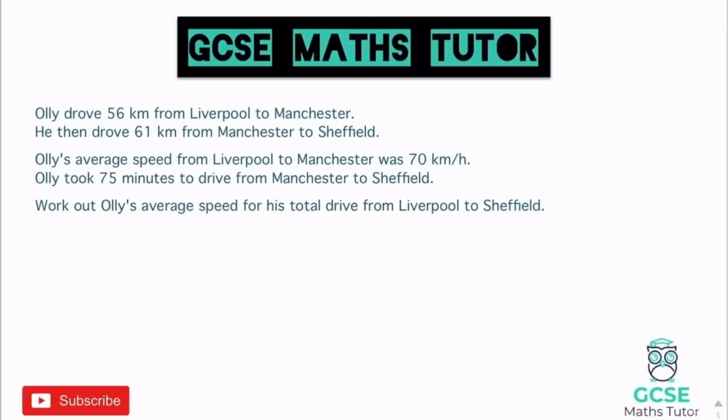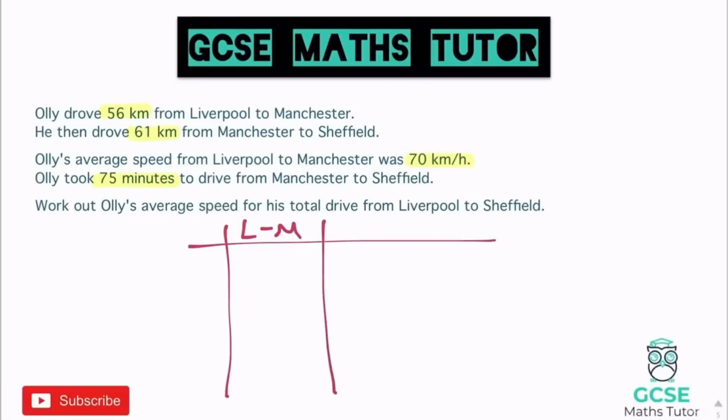So the first thing is we've got all this information, so we can start putting that into our table. We've got this one here, a speed, and we've got this time here, which is in minutes, and that's the first time minutes has appeared on one of these questions. But let's have a look at what happens when we just start putting these in. If I go for this journey, we've got L to M, Liverpool to Manchester. Then we've got Manchester to Sheffield. And we've got the overall or the total journey.